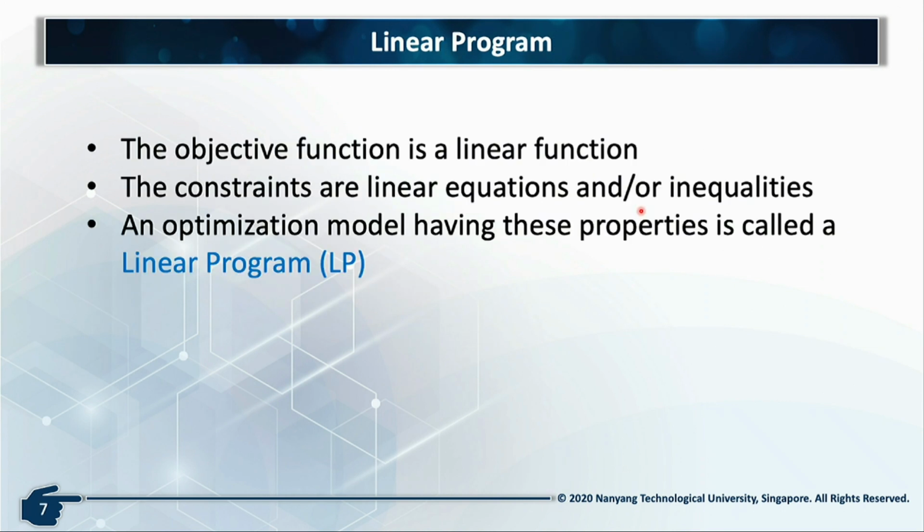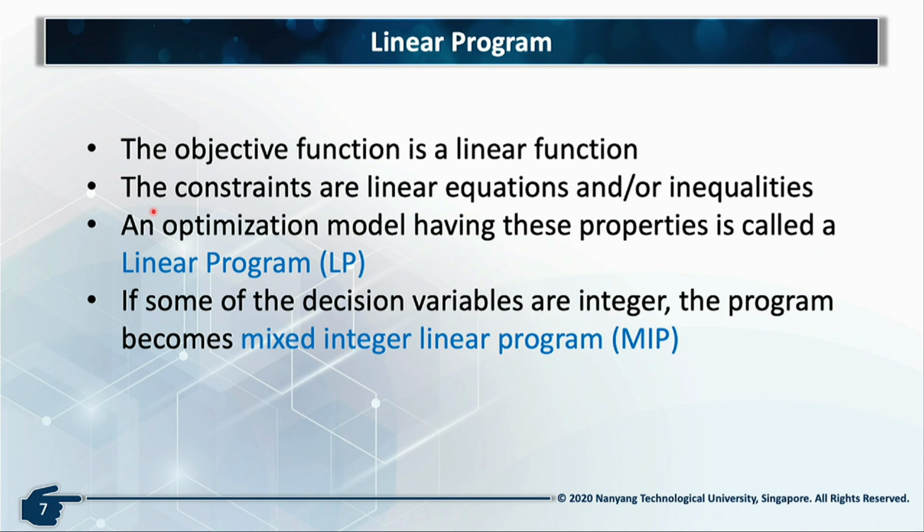And among those optimization models, there is a very special one. It's called the linear program. This linear program is a special type of optimization model with the objective function being a linear function of all the decision variables you have introduced. And if, in addition, all the constraints are linear equations or linear inequalities in terms of the decision variables, then we call this optimization model a linear program. Linear program means everything has to be linear in terms of the decision variables you have introduced.